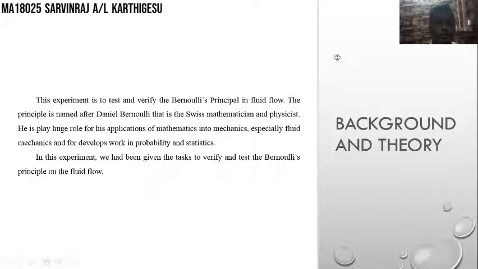The third part is the background and the theory. The experiment is to test and verify Bernoulli's principle in fluid flow. The principle is named after Daniel Bernoulli, the Swiss mathematician and physicist. He played a huge role through his application of mathematics into mechanics, especially fluid mechanics, and for developing work in probability and statistics. In this experiment, we have been given the task to verify and test Bernoulli's principle on the fluid flow. That's all from me.